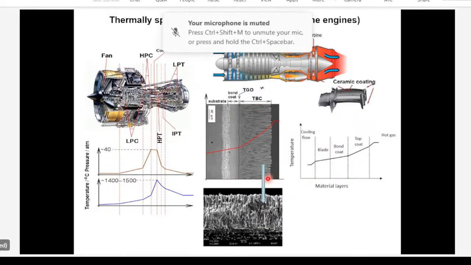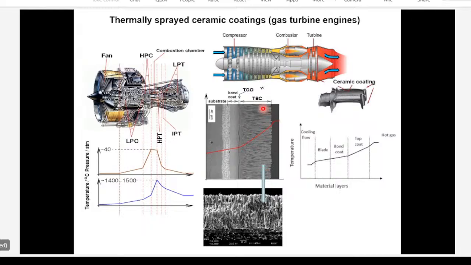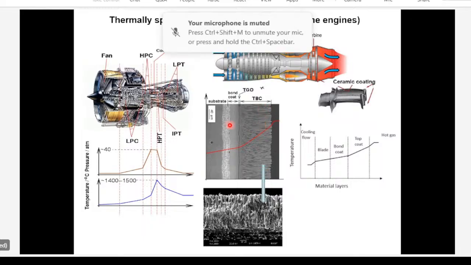So this is what the cutout of the turbine blade looks like under high magnification. This is the external coating, which will protect the part from corrosion, high temperature corrosion. This is the bond coat region for good adhesion. And this is the actual turbine blade.